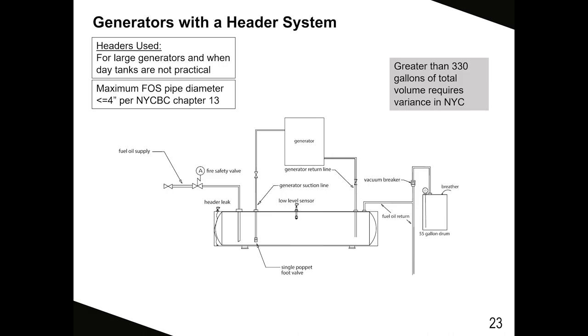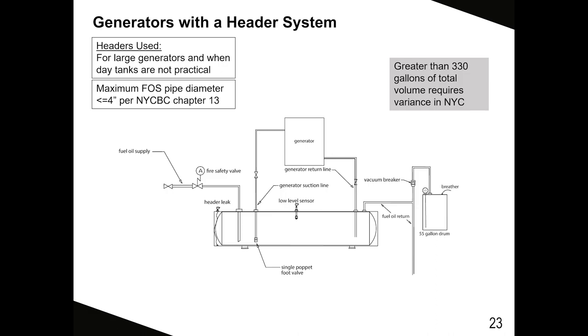You will include leak detection, a foot valve for generator suction, and recommend a low level sensor as a backup. As you can see, there is a vacuum breaker in the return line piped to a drum. This drum will include a breather and a leak sensor. We recommend the inlet supply pipe and the return pipe be at opposite ends of the header so you can get full flow through the header.